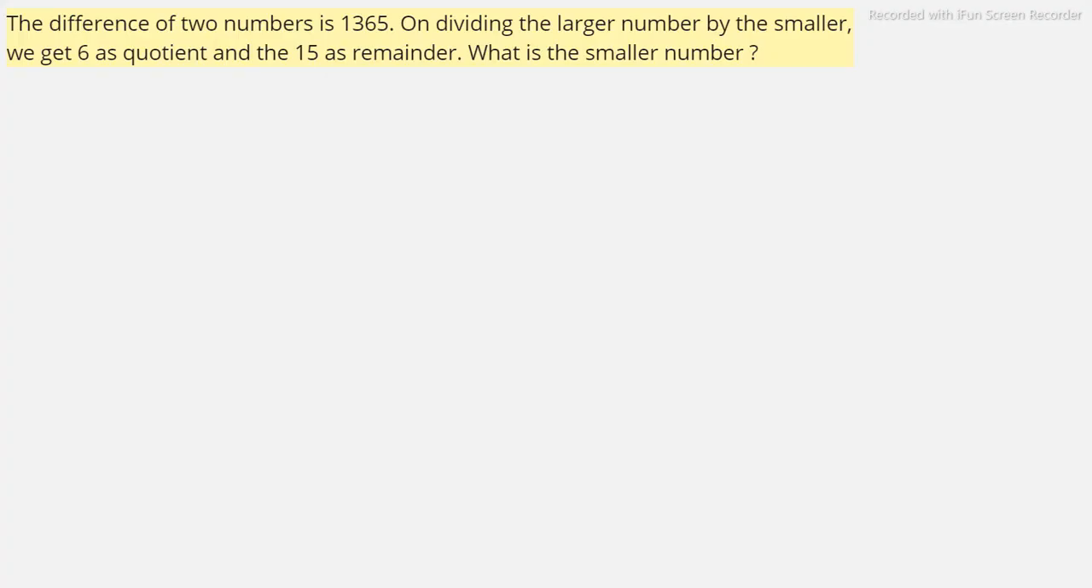So the first question is, the difference of two numbers is 1365. On dividing the larger number by the smaller, we get 6 as quotient and 15 as remainder. So what is the smaller number? So here what is given, let's say the first number is x, so the second number will be, since the difference is 1365, x plus 1365.